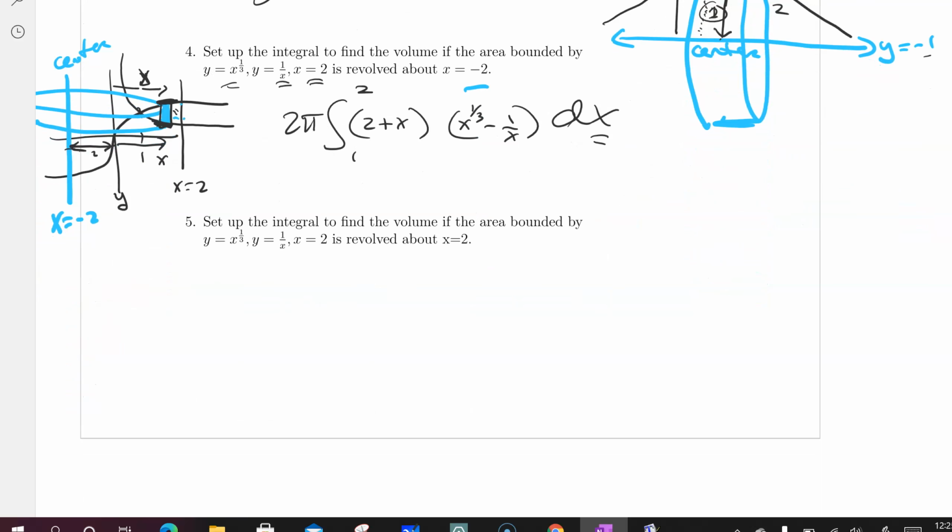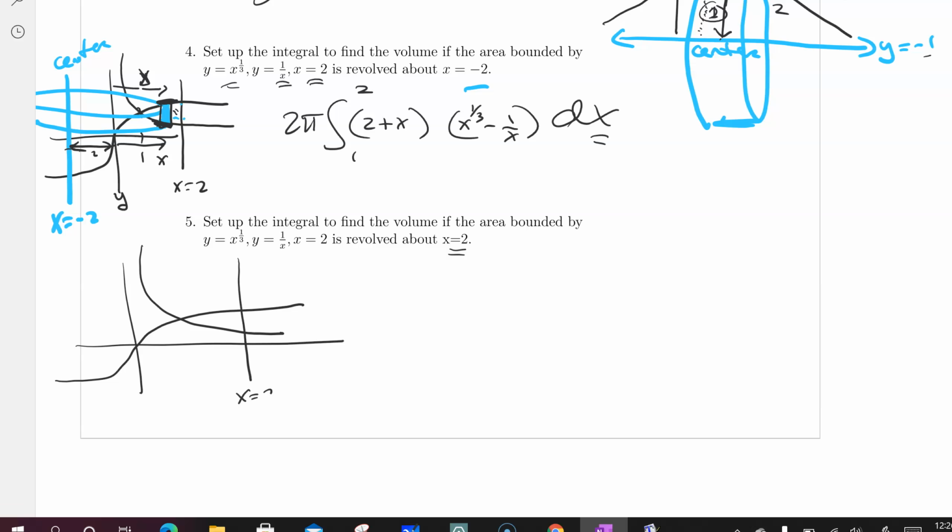Last one. So here I'm going to revolve it about x equal 2. Okay, so let's check that out. So I'm going to draw it here, same graph here, same here, x equal 2. This is still the region. And now this is center. There's center. Okay, there's my center line. Okay, so I'm taking this and spinning it around, right?